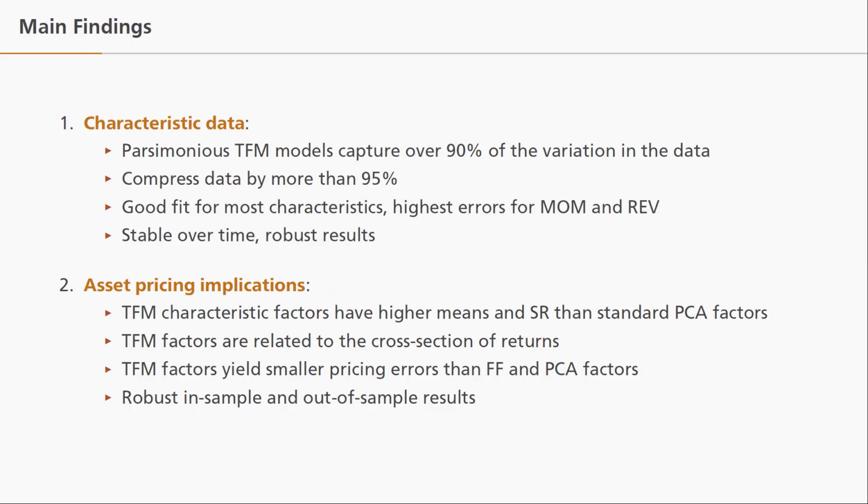So what are the main findings? I find that these tensor factor models actually work tremendously well. For example, very parsimonious models capture over 90% of the data while compressing the data by more than 95%. So they're very efficient ways to compress the data while still capturing most of the variation in the data.